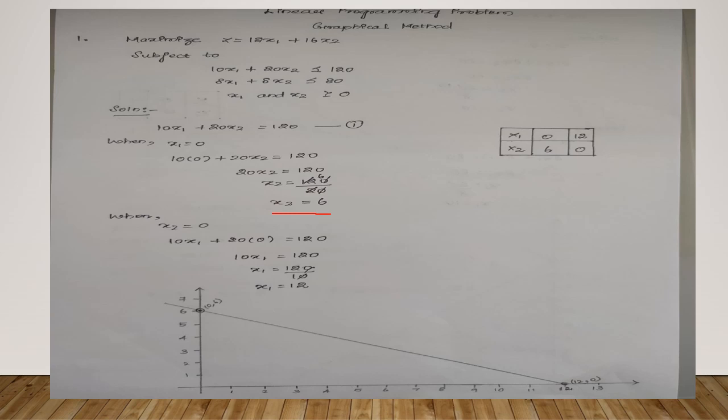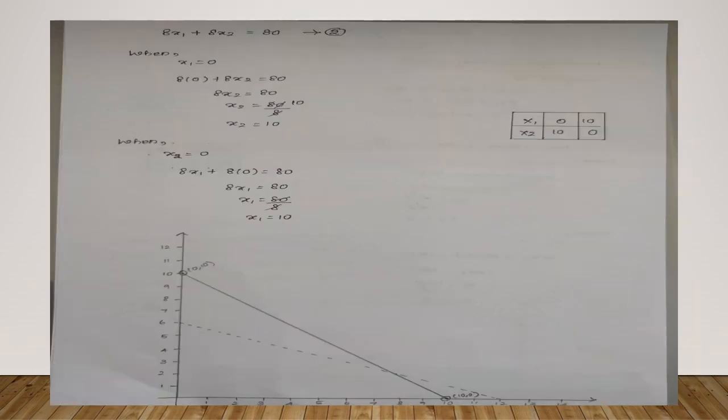So this is the region I get for the first equation. Now I am moving on to the second equation, and I repeat the same process. I substitute x1 as 0 and find x2, which is 10, so the point is 0, 10. I have marked that. Then I substitute x2 equal to 0 and again get 10, because the coefficients of x1 and x2 are both 8, so they are equal. I plot that and draw a line.